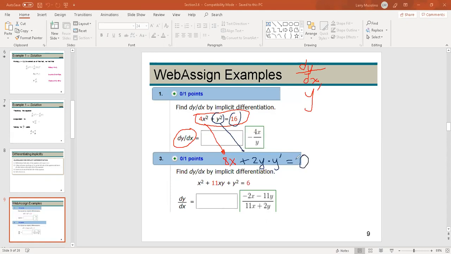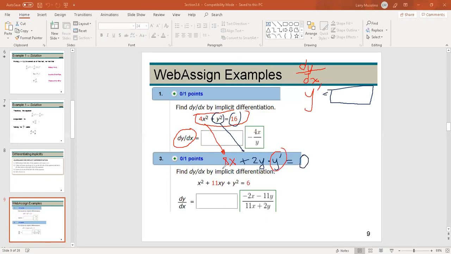All right, well, my goal here is to get y prime all by itself. Remember, I want to come up with y prime equals something. So now what I'm going to do is a little bit of algebra work to get this y prime isolated by itself on one side.